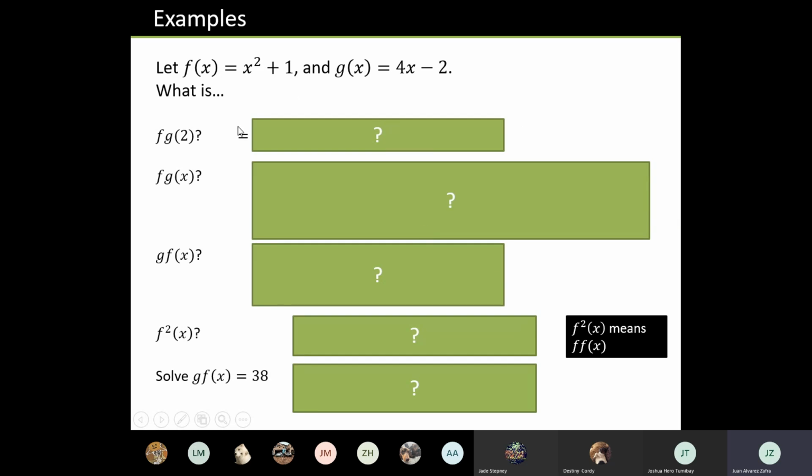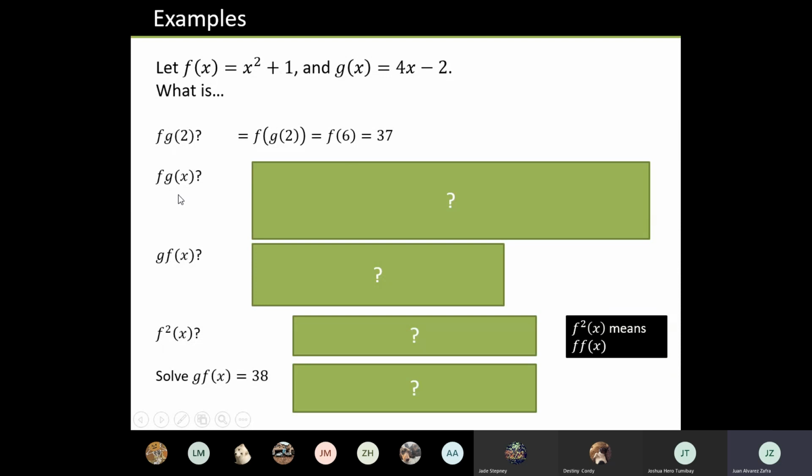Here are some examples. What's f of g of 2? From what I said, this means put 2 into g first. Putting 2 into g, we get 4 times 2 is 8, minus 2 is 6. So g now outputs 6, and then we put that 6 into f. Putting 6 in here, we get 6 squared plus 1, which is 36 plus 1, which is 37. So g first takes 2 to 6, and then f takes that 6 to 37. Try to write it in this way if you can.